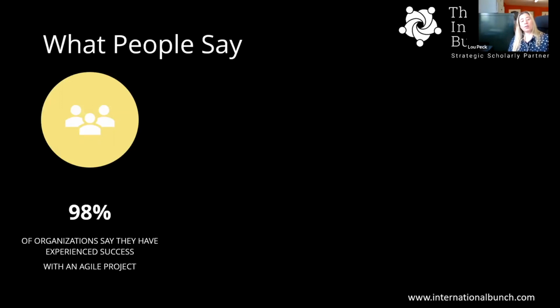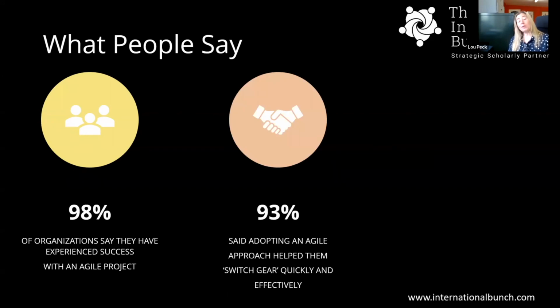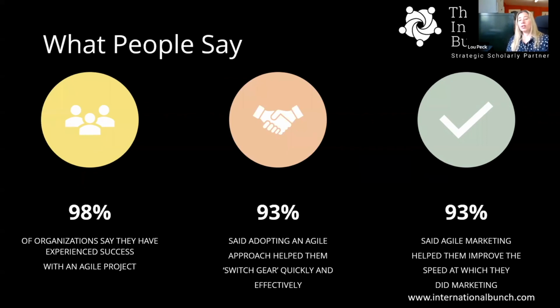98% of organizations say that they have experienced success with an Agile project, which is always a positive. It'd be pretty bad if 98% said that they hadn't. 93% said adopting an Agile approach helped them switch gear quickly. And then also 93% said Agile marketing helped them improve the speed at which they did marketing. And that's incredibly important when we think about the speed of delivery.